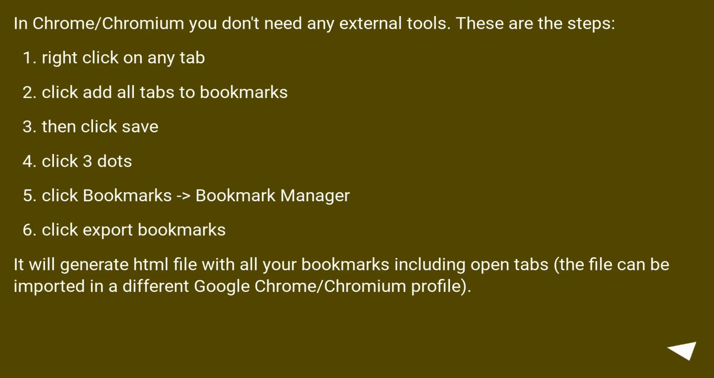In Chrome/Chromium, you don't need any external tools. These are the steps. Right-click on any tab. Click Add All Tabs to Bookmarks. Then click Save. Click three dots. Click Bookmarks and Lists, Bookmark Manager. Click Export Bookmarks. It will generate an HTML file with all your bookmarks, including open tabs. The file can be imported in a different Google Chrome/Chromium profile.